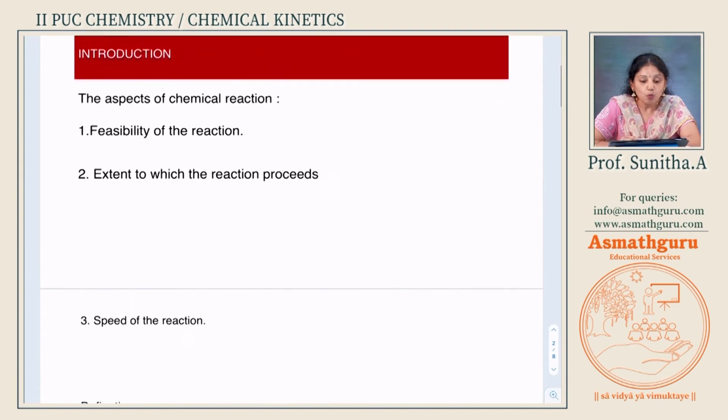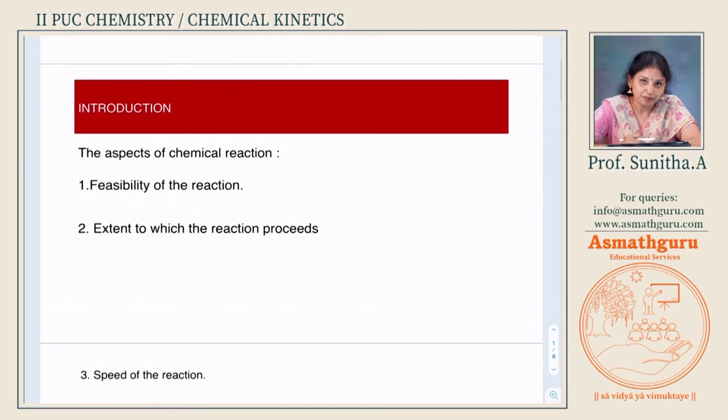Now, what is this feasibility of a reaction? Children, whenever we carry out any chemical reaction, first we must understand whether the reaction will really produce the desired result. Feasibility of the reaction addresses that aspect. It tells us whether a particular experiment will give me the desired result or not, which is given by the thermodynamic aspect.